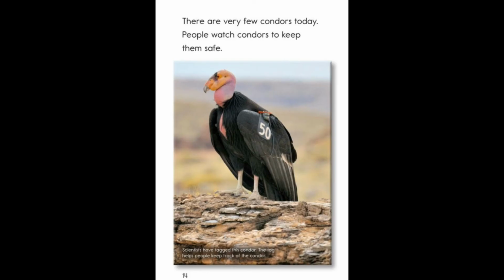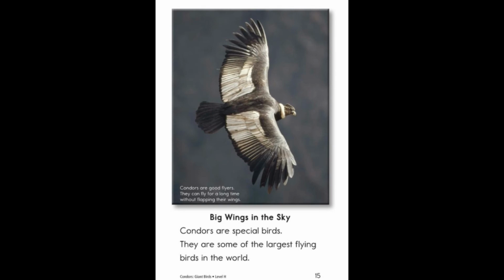This is the last page of our book. Big wings in the sky. Condors are special birds. They are some of the largest flying birds in the world. And the caption for the photo says, condors are good flyers. They can fly for a long time without flapping their wings. So if you ever see a bird in your neighborhood and it flaps its wings a lot at once, this bird can fly for a long time without flapping its wings as much, which is really interesting.